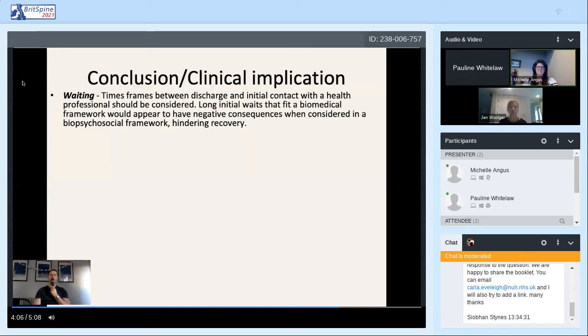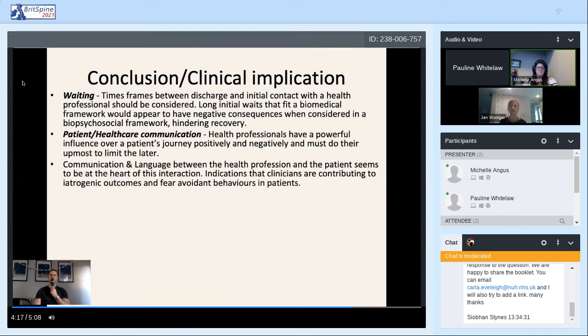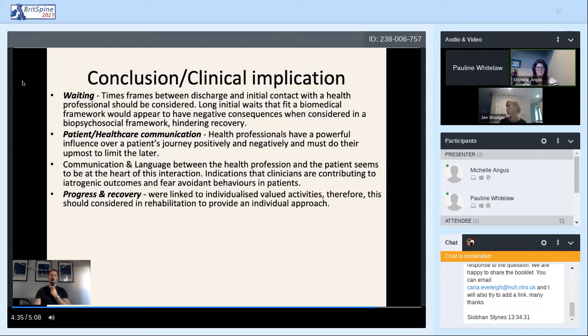Conclusion and clinical implications. Timeframes between discharge and initial contact with the health professional should be considered. Long initial waits that fit a biomedical framework would appear to have negative consequences when considered in a biopsychosocial framework. Health professionals have a powerful influence over the patient's journey. Communication and language between the health professional and the patient seems to be at the heart of this interaction, and there are indications that clinicians are contributing to iatrogenic outcomes and fear-avoidant behaviour in patients.